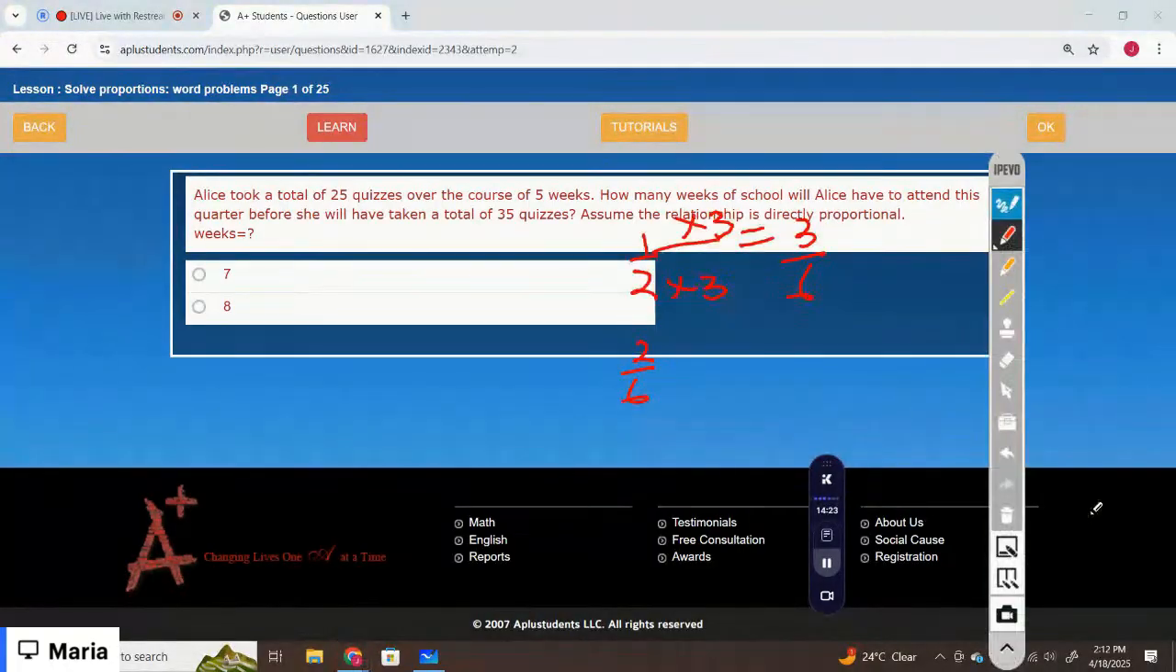So 25 quizzes over the 5 weeks. How many weeks of school will Alice have to attend this quarter before she will have taken a total of 35 quizzes? You need to calculate the weeks.